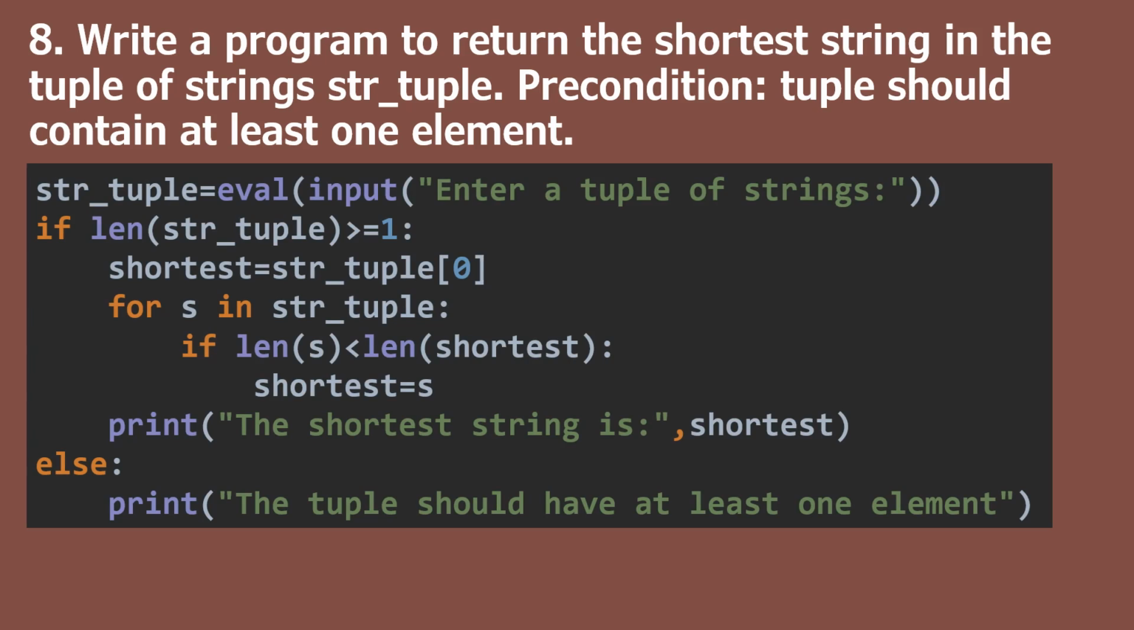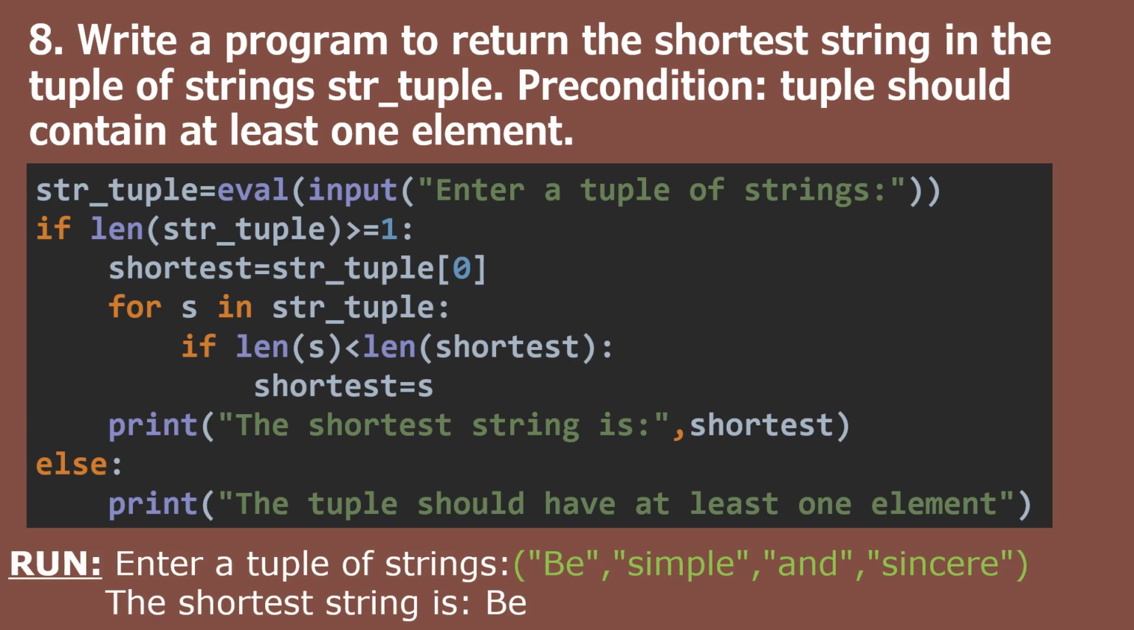So we'll take a tuple variable str_tuple, which will store the strings as a tuple value, and you can just take it by using the eval function at runtime. Now I can see once you run the program, it will ask you to enter the tuple. Then let's say we have entered the tuple value like this.